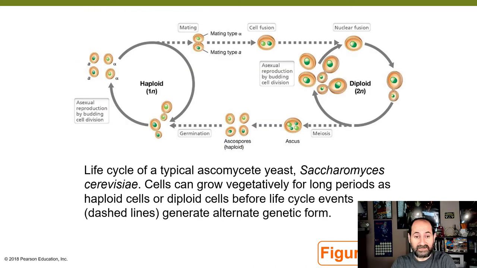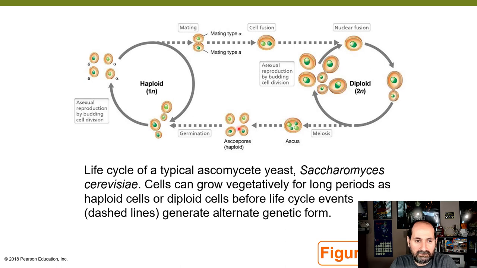It's very fascinating. The yeast have a haploid or 1N life cycle. They also have a diploid or 2N life cycle. So they can continue in whatever life cycle they want. So haploid cells can divide as haploid cells. Diploid cells can divide as diploid cells. However, diploid cells can undergo meiosis, forming a spore sac called an ascus. The ascus spores are haploid.